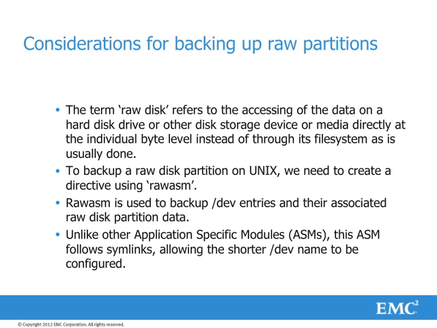To backup a raw disk partition on UNIX, we need to create a directive using rawasm. Rawasm is used to backup /dev entries and their associated raw disk partition data. Unlike other application-specific modules, this ASM follows symlinks, allowing the shorter /dev name to be configured.